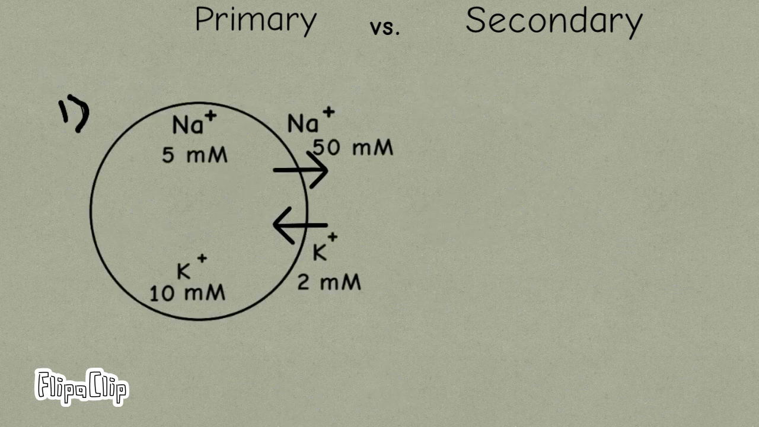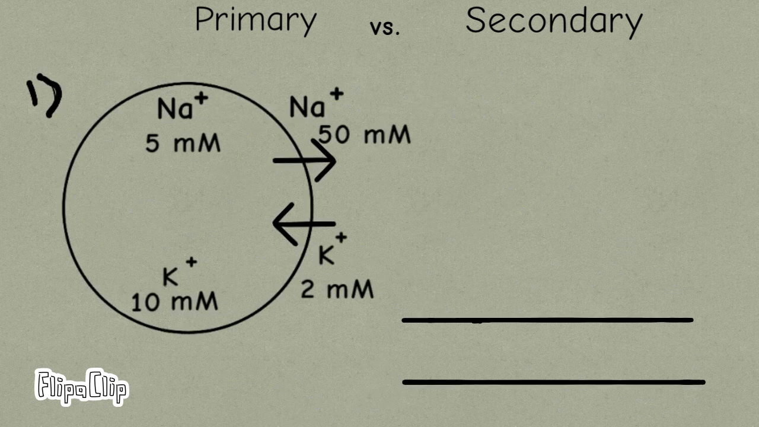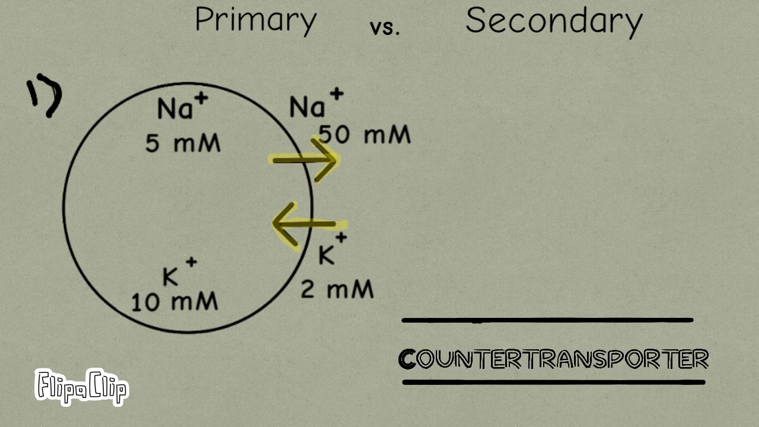Alright, let's start with number 1. First, we must check the direction of flux. In this case, the direction of flux for each solute is in different directions. So this means this is going to be a countertransporter. Now we must check whether the solutes are traveling up or down their gradient.